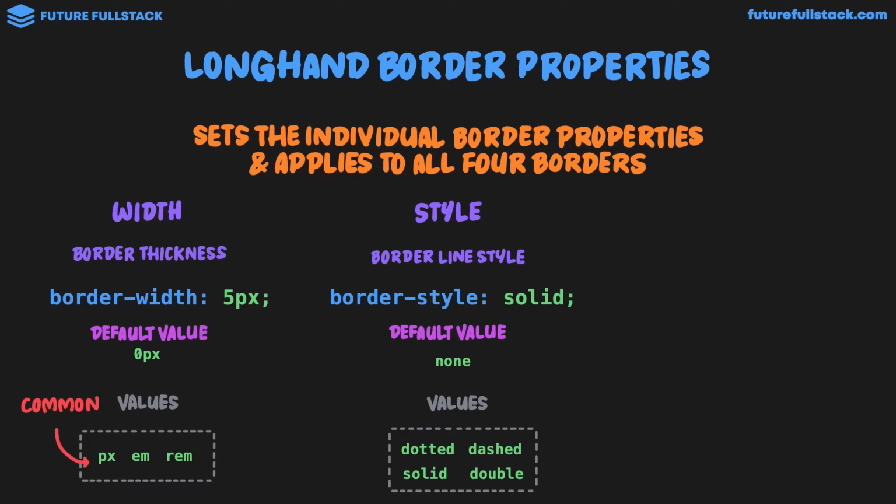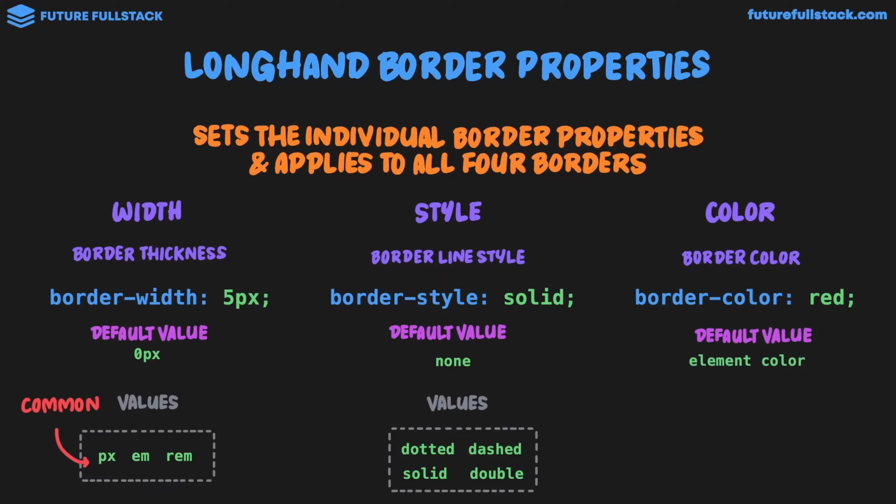The final longhand border property is color, which as you can imagine sets the border color. In CSS, it looks like this. The property is border-color, and the value in this example is red. The default value is just the element color. So what I mean by this, if you were to set a border width and style but not a color, the color of the border will just be the same as the color of the element. So for example, if you had a green heading, the border would also be green. The values you can use for this are your typical color values like RGB and hex.